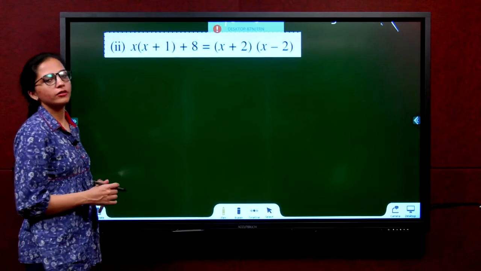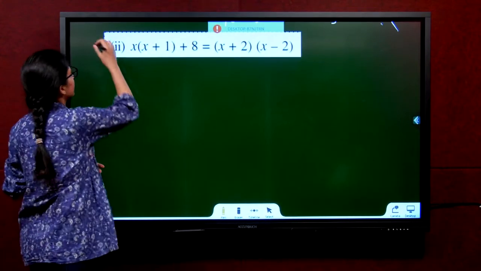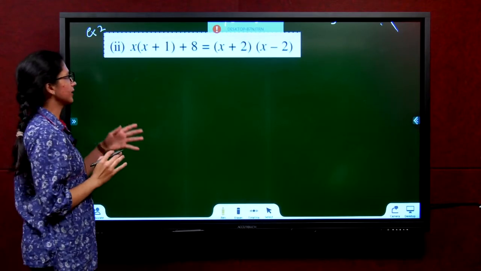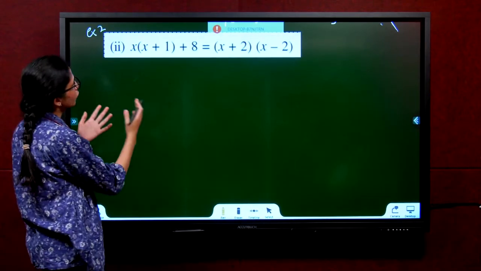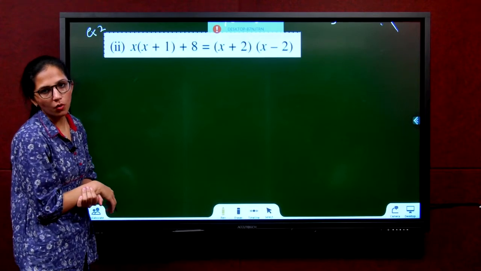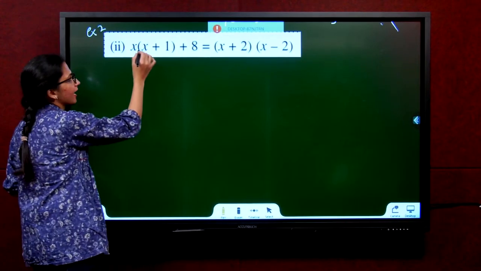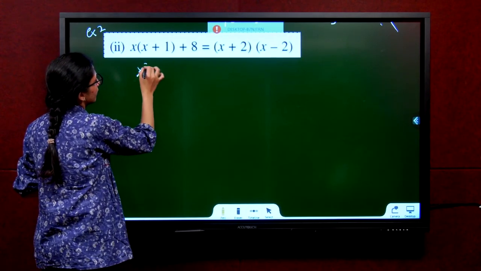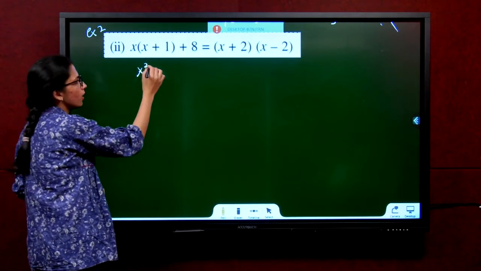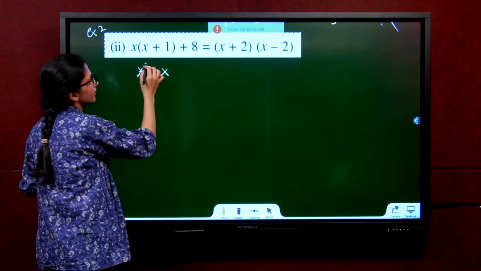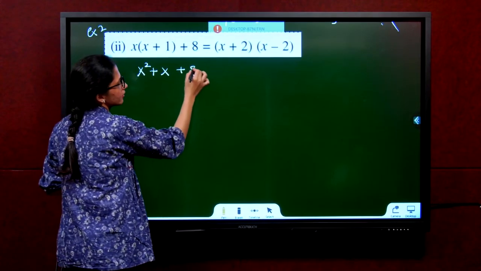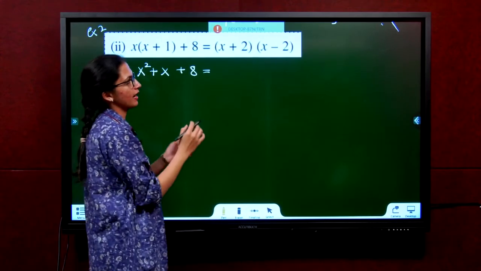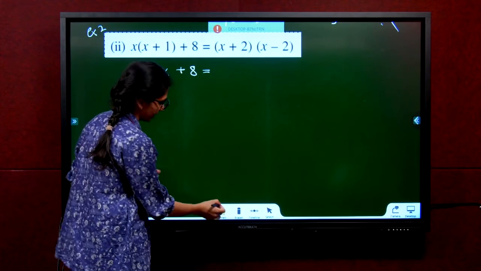Now let's move on to the second sum in example 2. This is also example 2 itself. We're doing the second sum now. We have to check whether this equation is a quadratic equation. x into x is x square. x into 1 plus x plus 8 is equal to, how should I open the brackets of this? How should I multiply it?